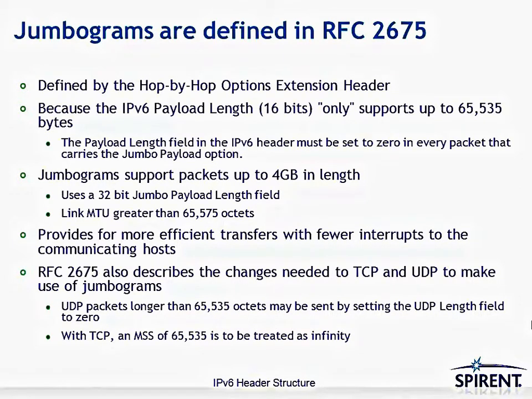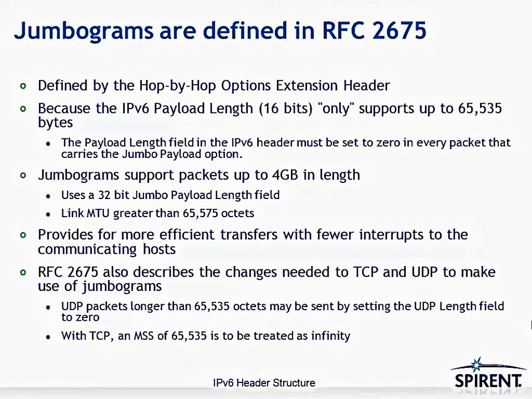One particularly interesting hop-by-hop option extension header is Jumbograms, which are specified in RFC 2675. The IPv6 payload length is 16 bits, and that would allow you to support up to 65,000 bytes in an IPv6 packet. However, if we want to send packets larger than that, the payload length in the IPv6 header will be set to 0 and indicate that it carries a jumbo payload option. That allows Jumbograms to support up to 4 gig in length of packets because it uses a 32-bit jumbo payload length field. Of course, you have to have link MTUs that will support that in an end-to-end manner.